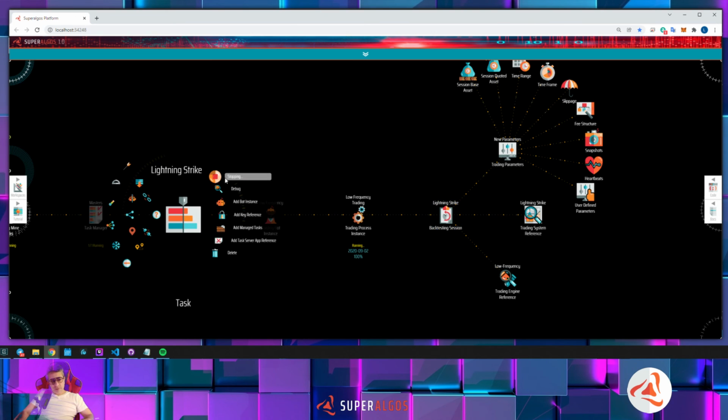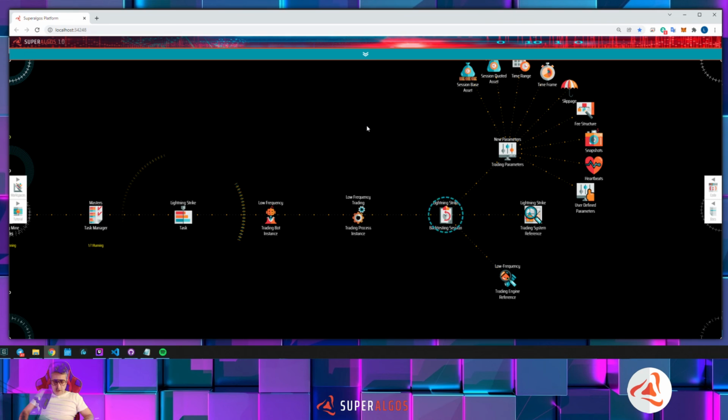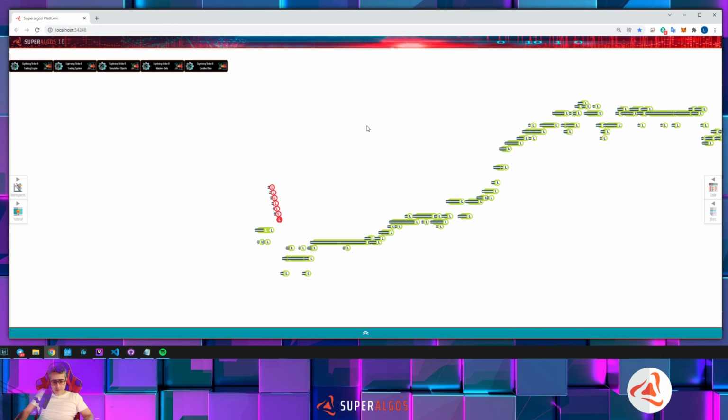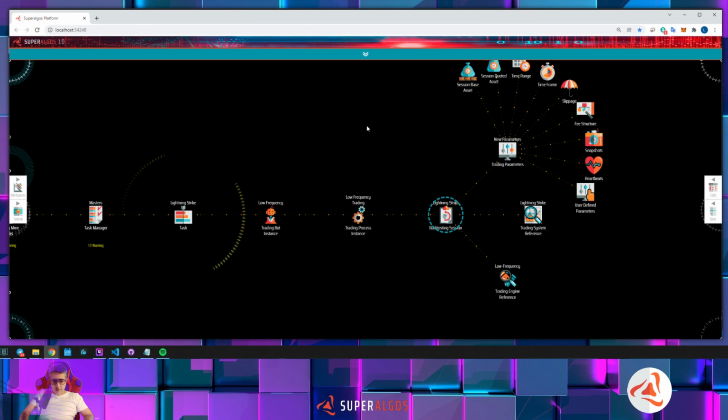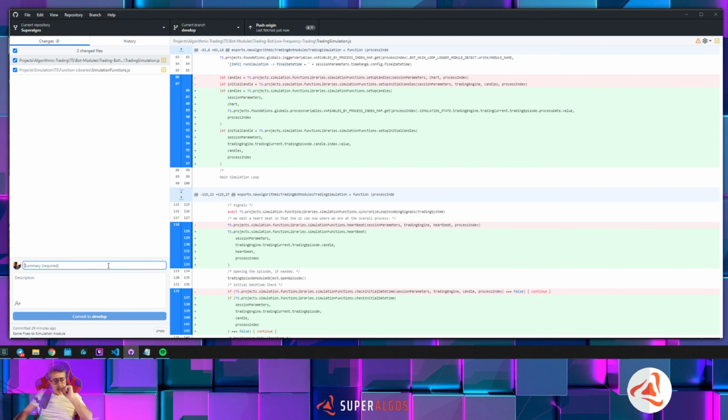Okay, so we deleted the data and the run is good. So what I can say is that we finished correcting the usage of trading engine.